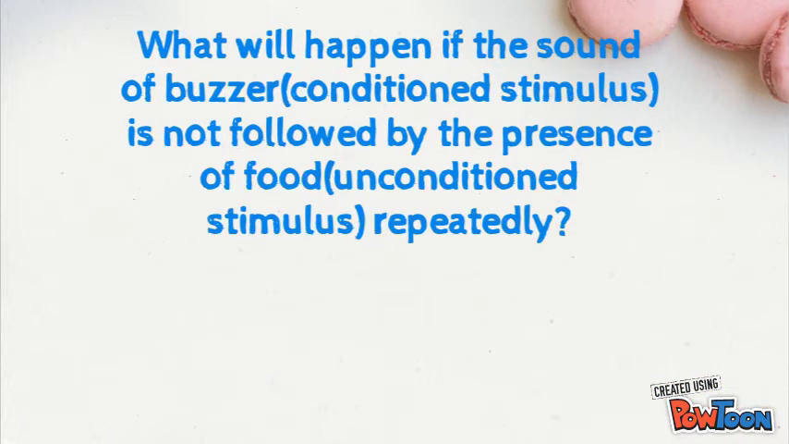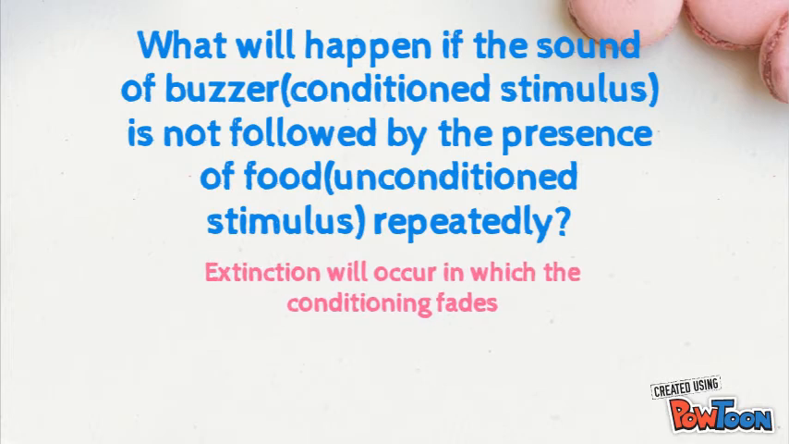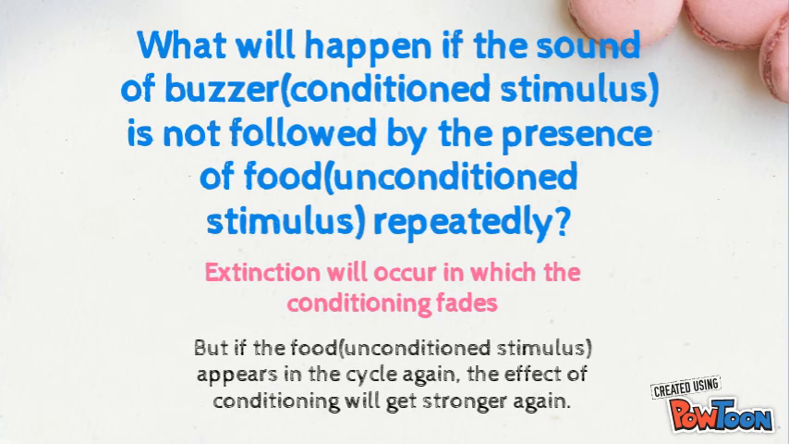What will happen if conditioned stimulus is not followed by the presence of the unconditioned stimulus repeatedly? Extinction will occur, in which the conditioning fades. But if the unconditioned stimulus appears in a cycle again, the conditioning will get stronger again.